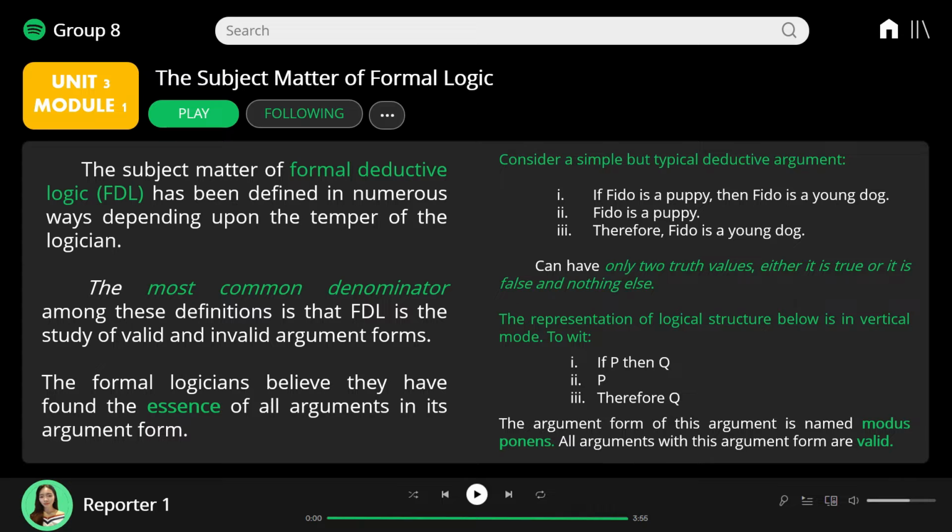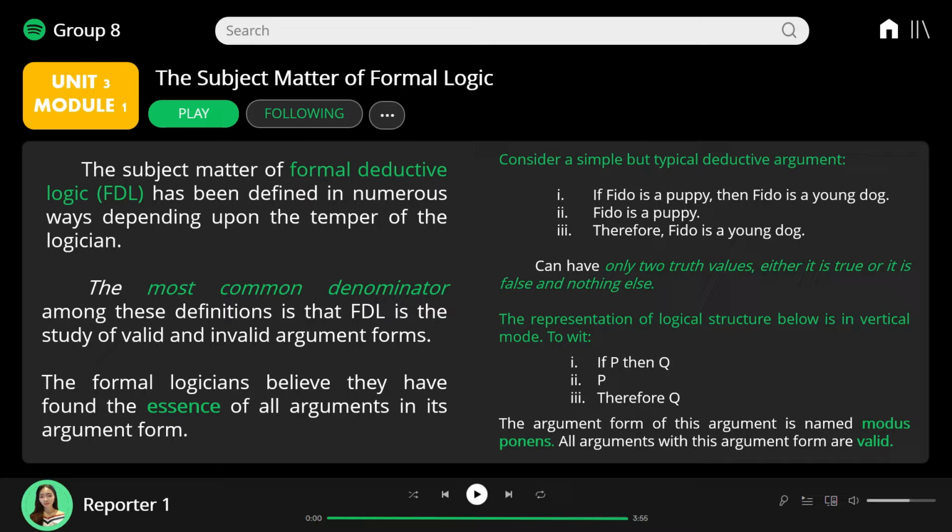Unit 3, Module 1, the subject matter of formal deductive logic. The subject matter of formal deductive logic, or FDL, has been defined in numerous ways, depending upon the temper of the logician. Nevertheless, the most common denominator among these definitions is that FDL, or formal deductive logic, is a study of valid and invalid argument forms.